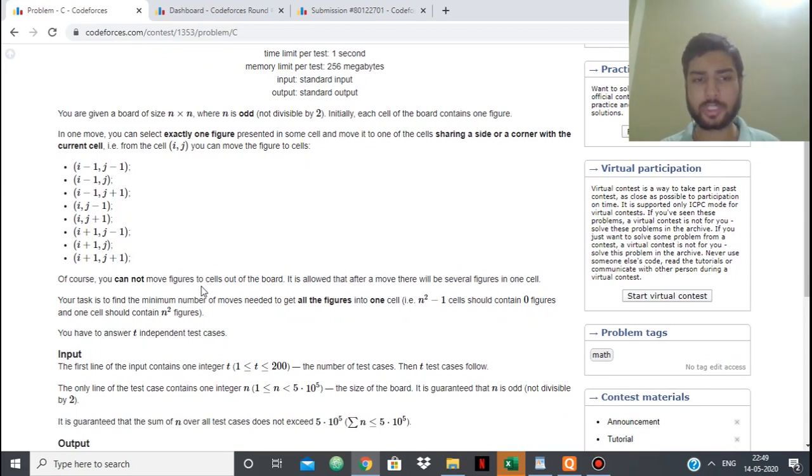So from i, j to any of these 8 cells. What we need to do is move all of the figures into one single cell, and in one move we can only move one figure. So we need to find the minimum number of moves so we can move all the figures into one cell.